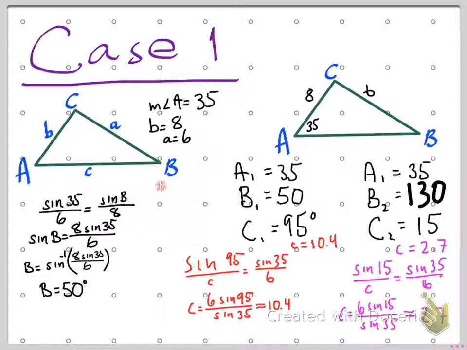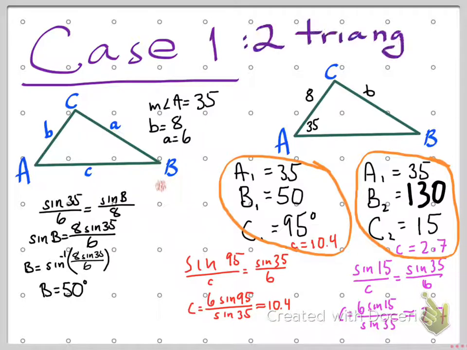In fact, without knowing more information about this triangle, we are stuck. We are at a point of ambiguity. We have no way to really determine which triangle is the one that we're given. There's not enough information. This is a case where there are two possible triangles, not unique. And that's as far as you can go on that problem.